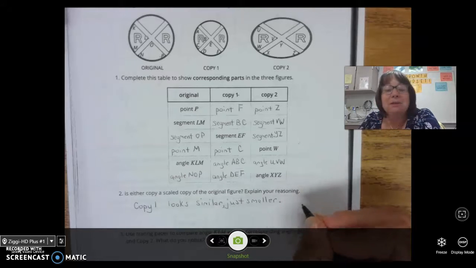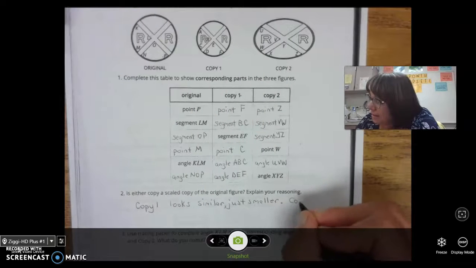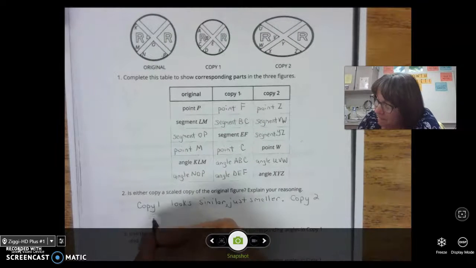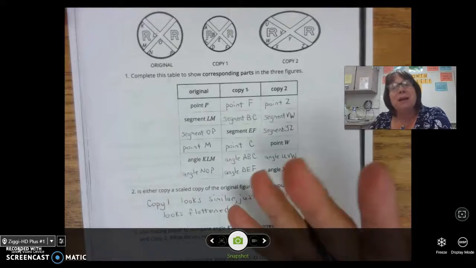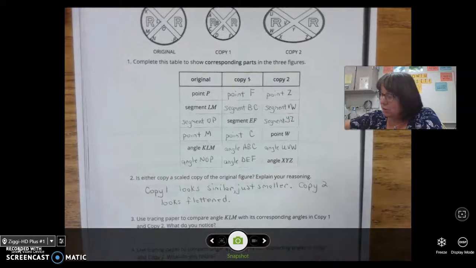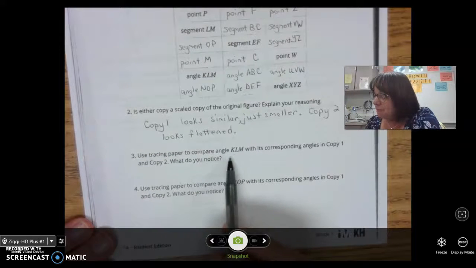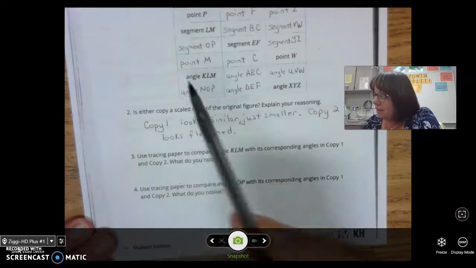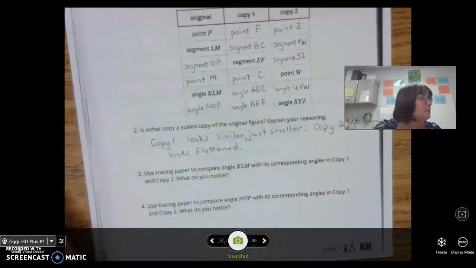What do you think about copy 2? I don't think so. Copy 2 looks flattened. So it may not be a scaled copy. It looks flattened, but I don't have measurements to be able to tell if the segments are the same. So what should I do? Well, it says use tracing paper to compare the angle. Can we compare angle KLM with its corresponding angles in copy 1 and copy 2?